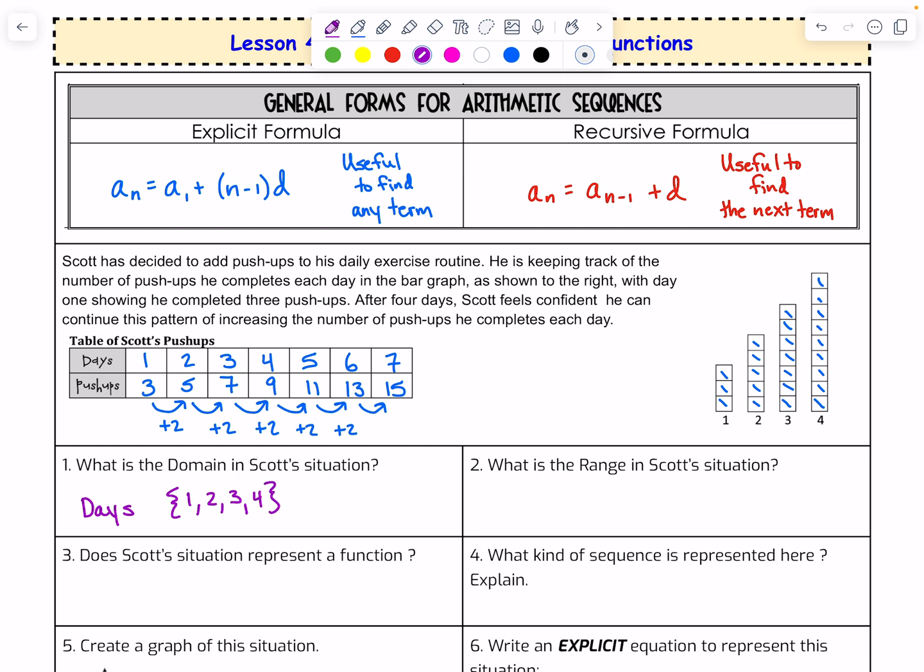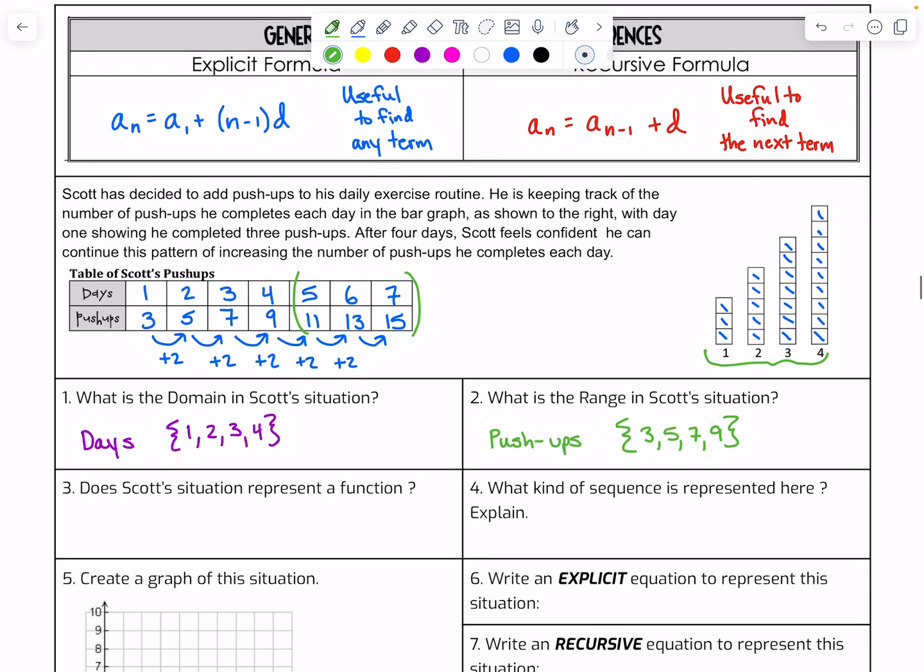And it says, what is the range for Scott's situation? So the range is the opposite of domain. It's the dependent variable, it's the output, and it is the y. And so the range would be his number of push-ups he did each day. And if we wanted to list those out, we could say that would be 3, 5, 7, 9. So as a sequence, we continued our table. But technically, we only know what Scott did for these 4 days. So that's all I'm listing for the domain and the range.